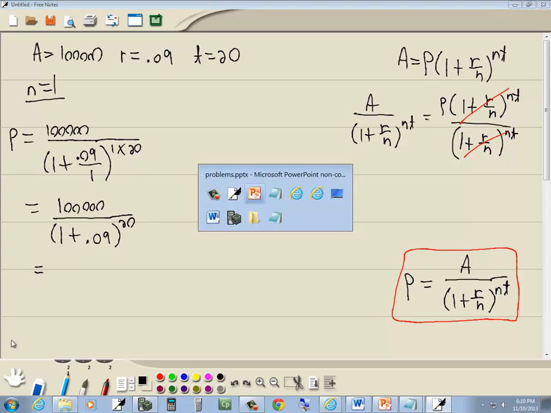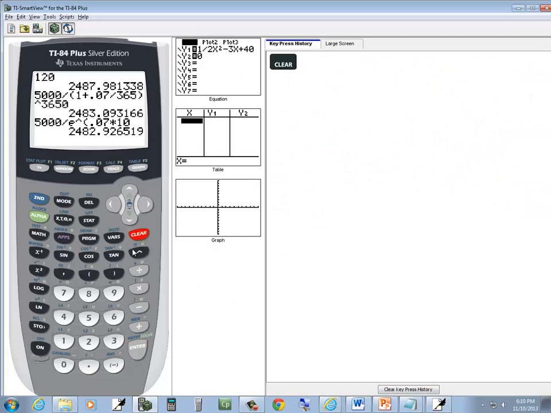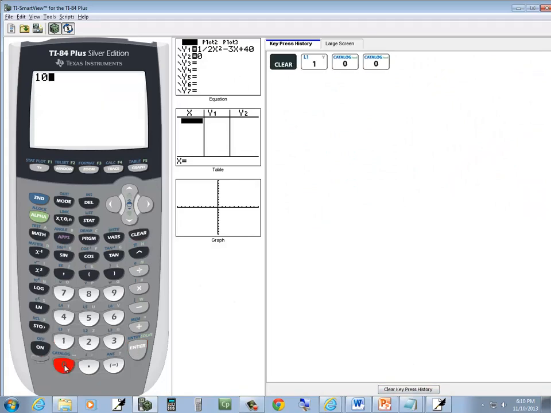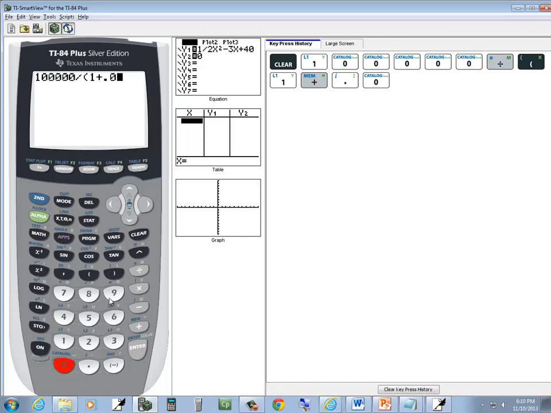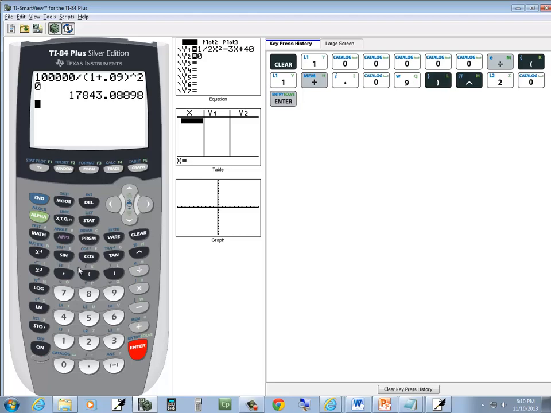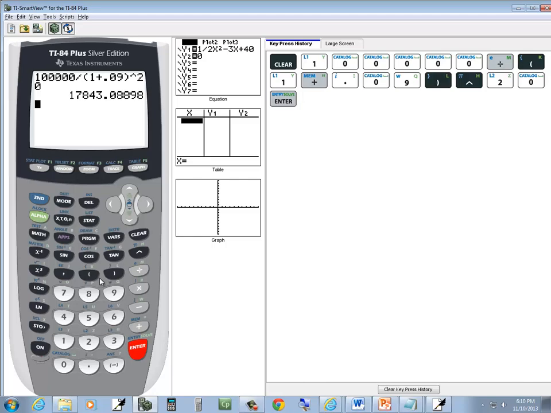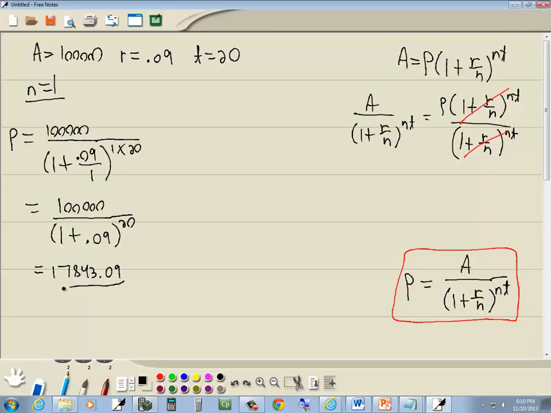So let's see what that gives us. We got 100,000 divided by, beginning parentheses, 1 plus 0.09, closing parentheses, caret 20, enter. And we get $17,843 and 9 cents. And that would be our answer.